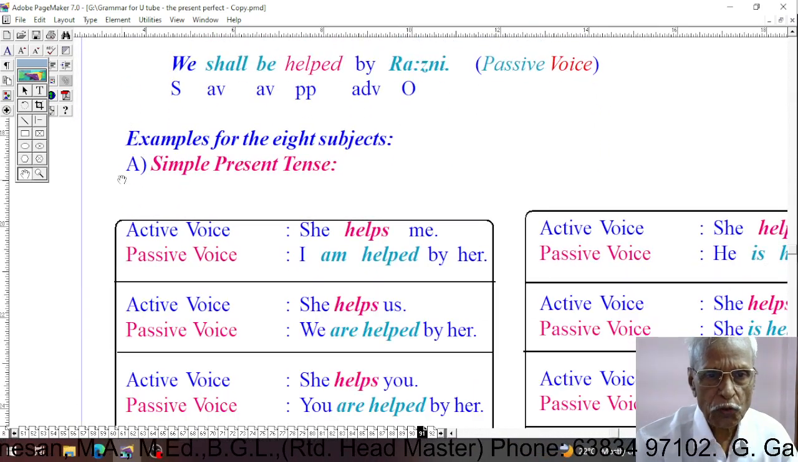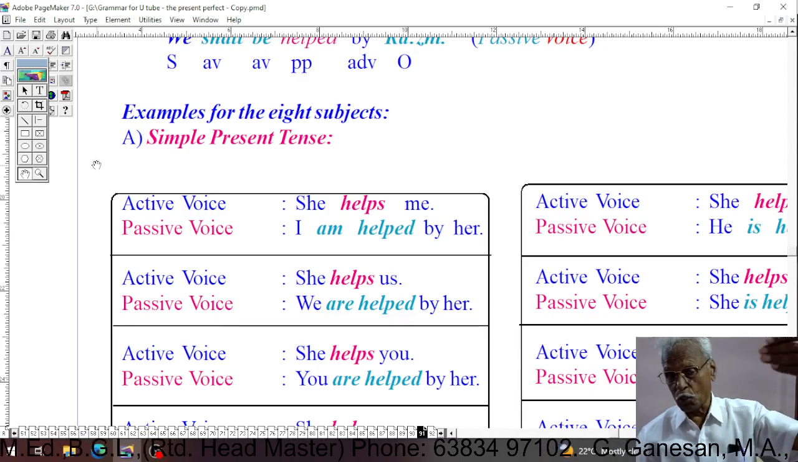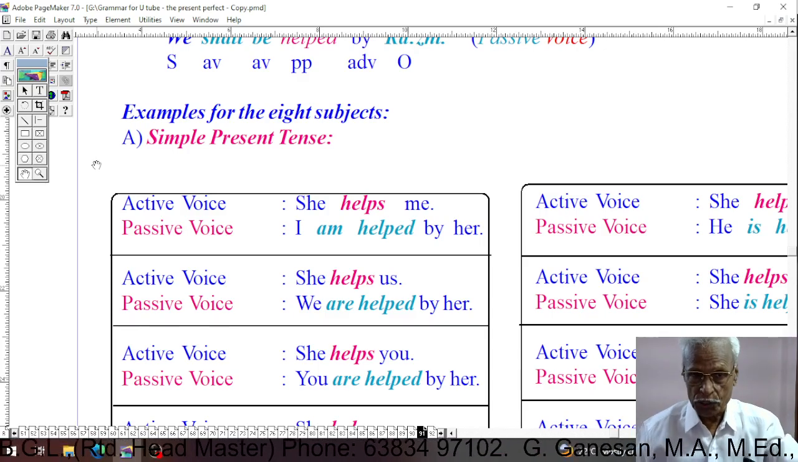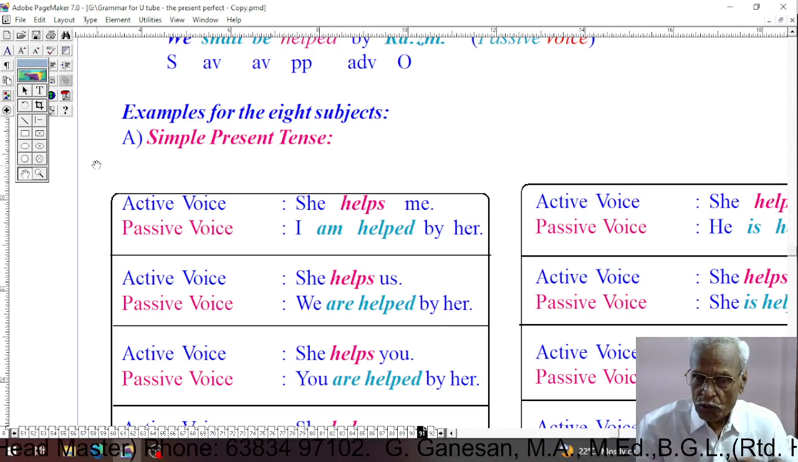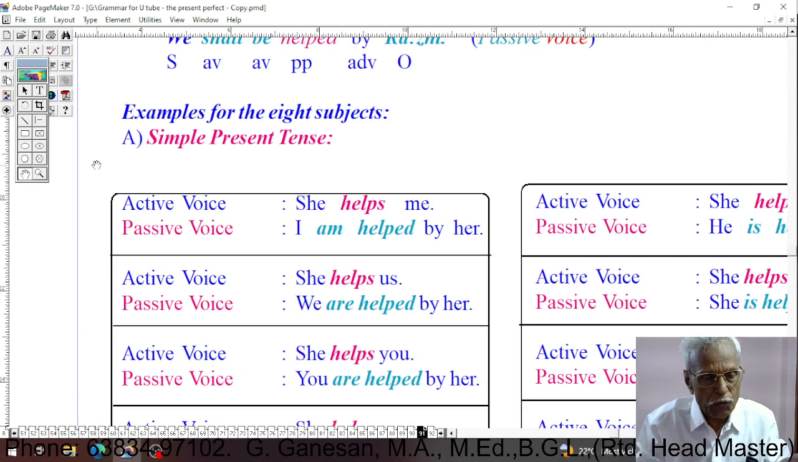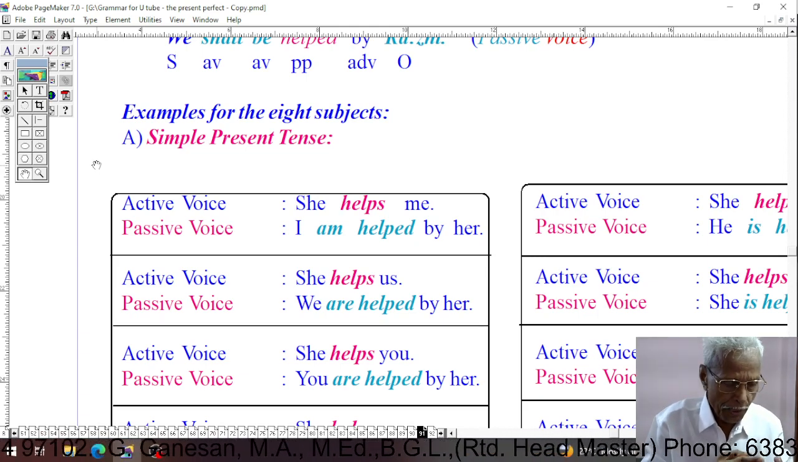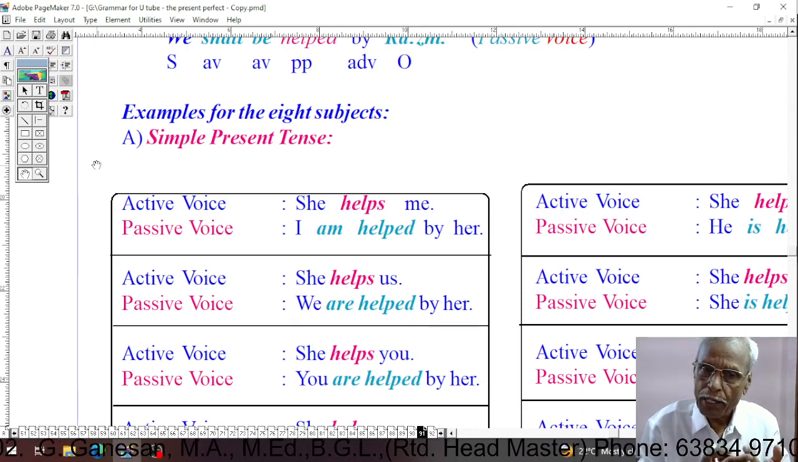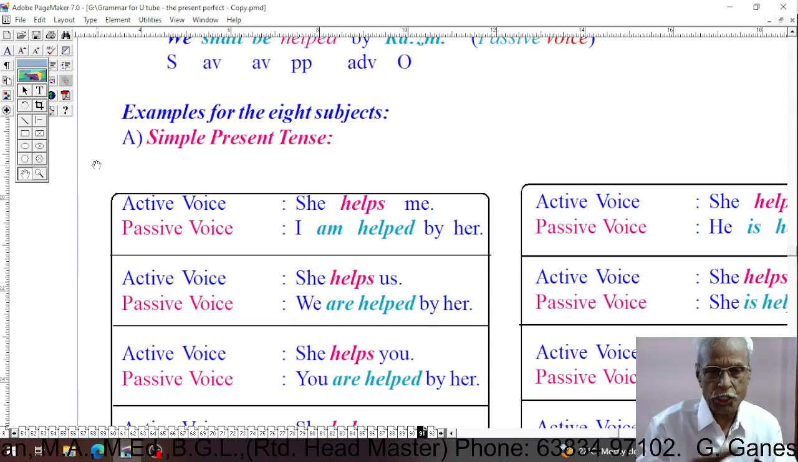See examples for the 8 subjects. Here in the three examples I have shown the 3 tenses: simple past, simple present, simple future. Here I have given the examples for all the 8 subjects. That is, first person singular and plural, second person singular and plural, and third person singular and plural, for simple present, simple past, and simple future.